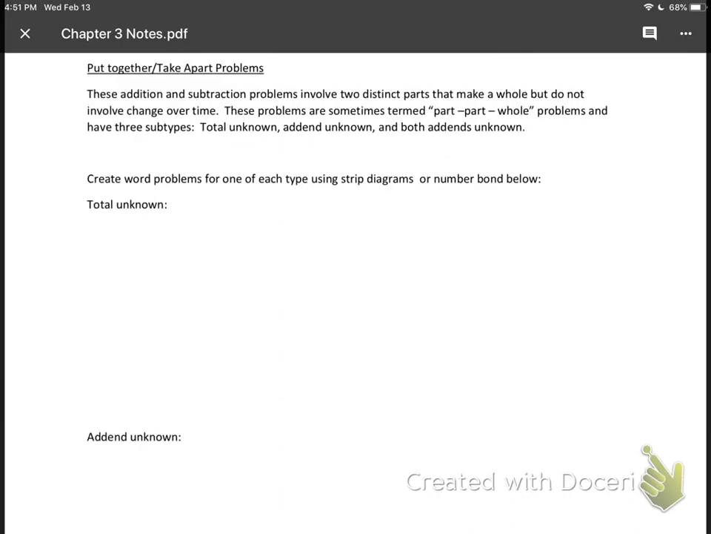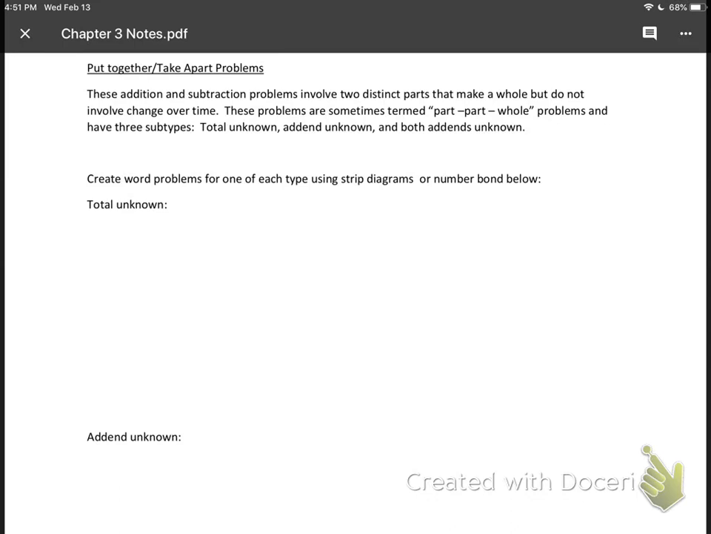Okay, this section covers put together, take apart problems that don't involve change over time. So create word problems for one of each type using strip diagrams or number bonds below. Okay, so if there's no change involved, you're going to combine a part and a part to get a whole.